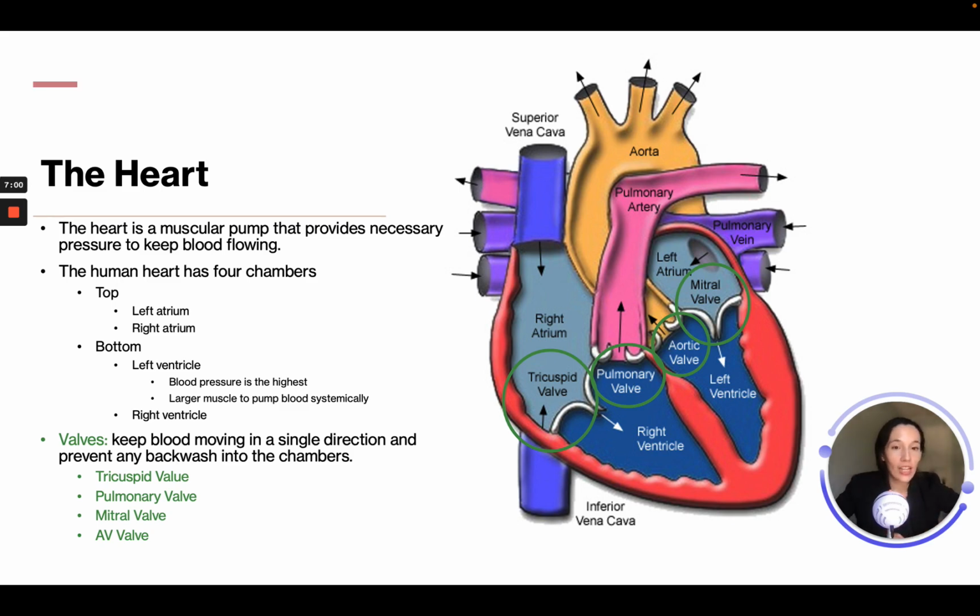So if you think about this left ventricle, it's very strong, right? It's pumping the blood through the entire body. When it contracts and pumps that blood, if this mitral valve wasn't there, the blood could go up into the left atrium and back into the pulmonary system, and that's not good. So the heart has these valves to make sure that the blood flows in the correct direction that it's supposed to flow.